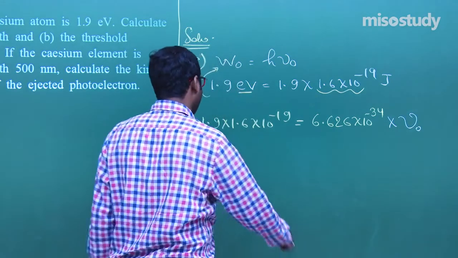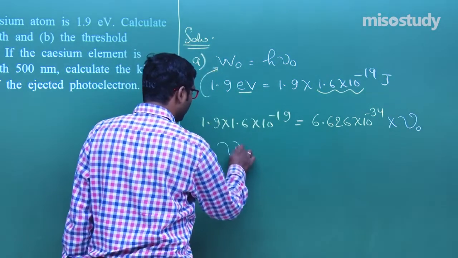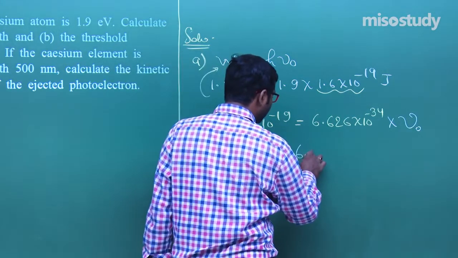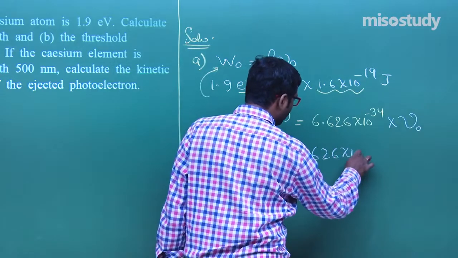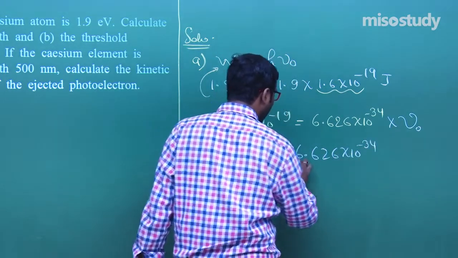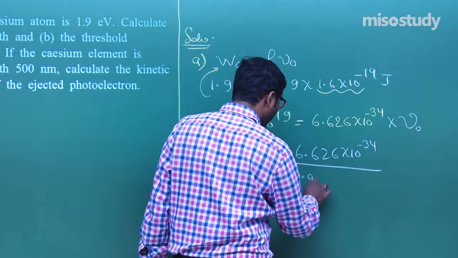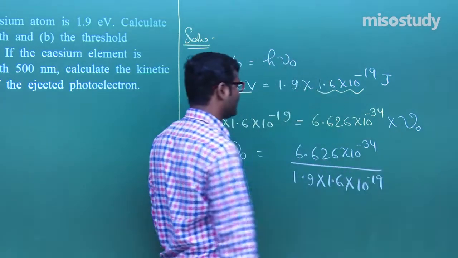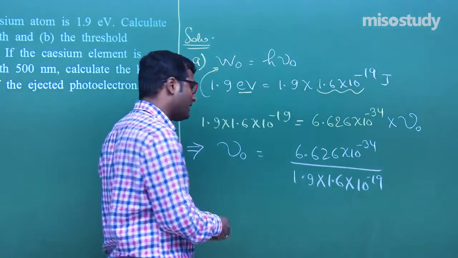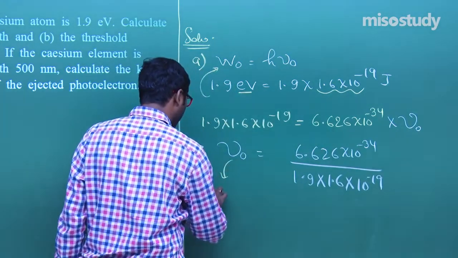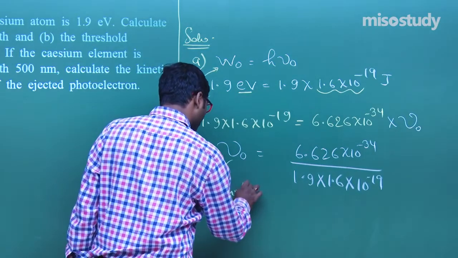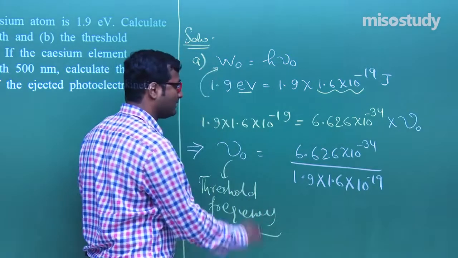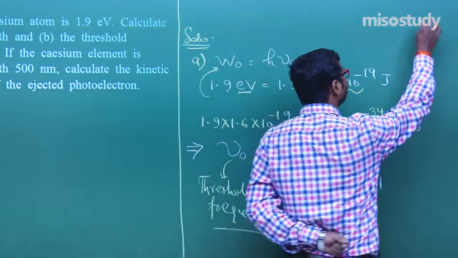Am I right? Now how to find the nu naught? Nu naught is equal to h upon W naught, that is 6.626 into 10 to the power minus 34 divided by 1.9 into 1.6 into 10 to the power minus 19. This is the answer. This is the value of threshold frequency. Am I right? Now moving here, check it out what I am telling.